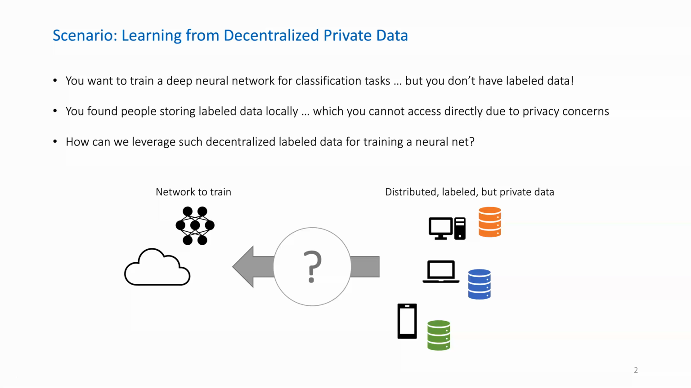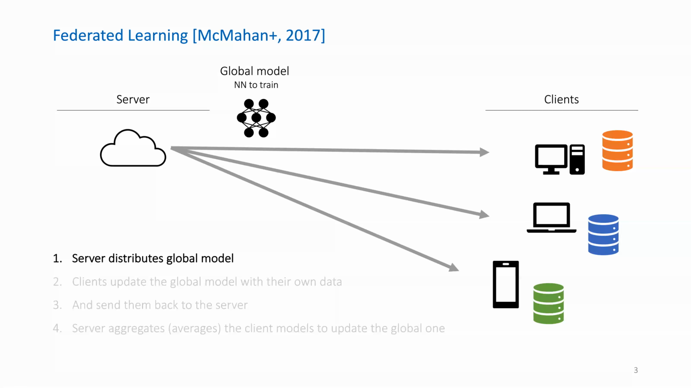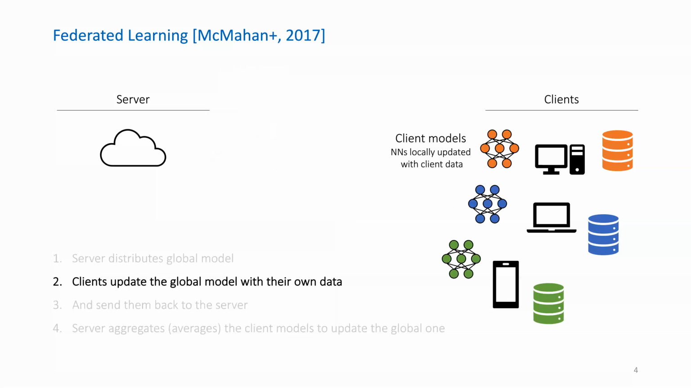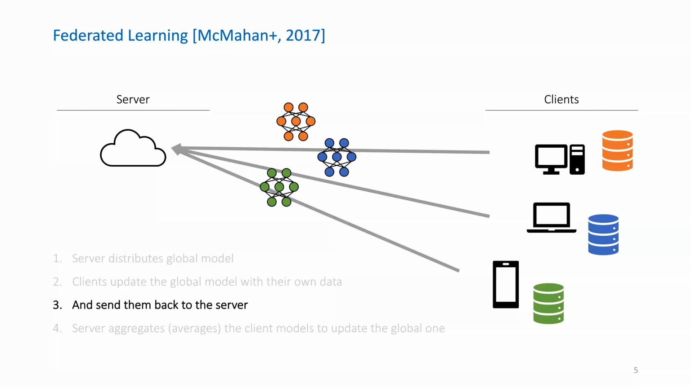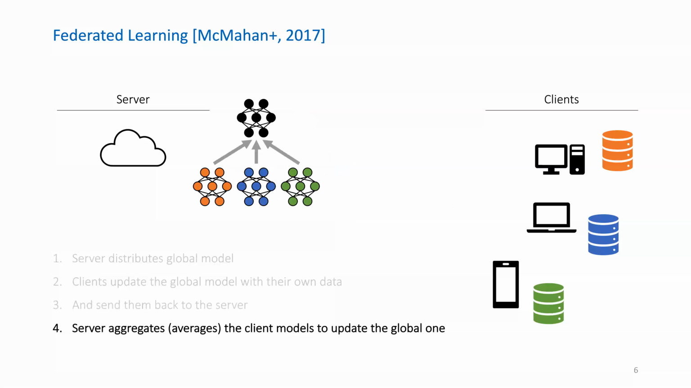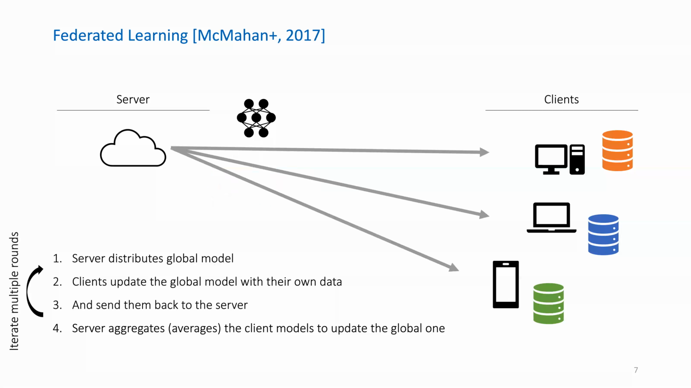One promising approach to this end is federated learning, or FL. FL is a kind of collaborative learning between the server and many clients. Specifically, the server first distributes a global model that we want to train to the clients. Then, the client updates the global model individually using their own data. After that, the client sends the trained model back to the server. Finally, the server aggregates these client models to obtain a better global model. By iterating these steps multiple times, we can obtain a high-performance global model.